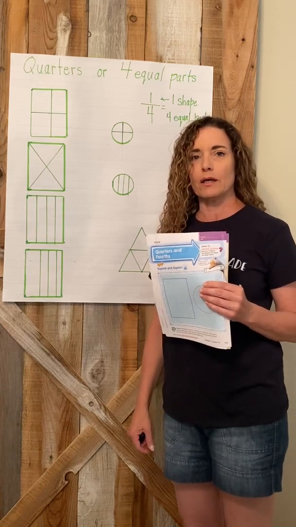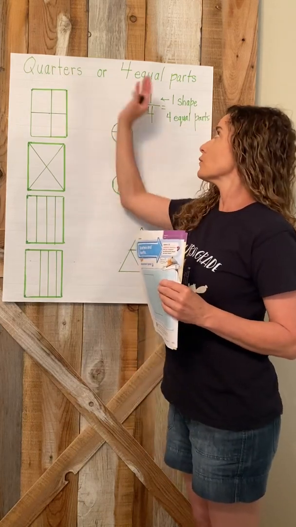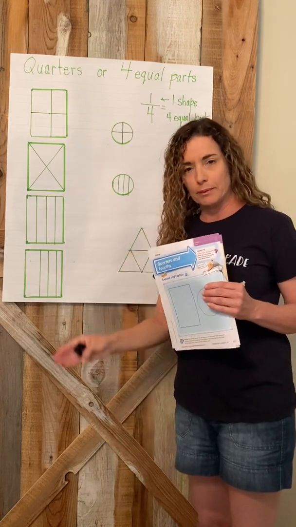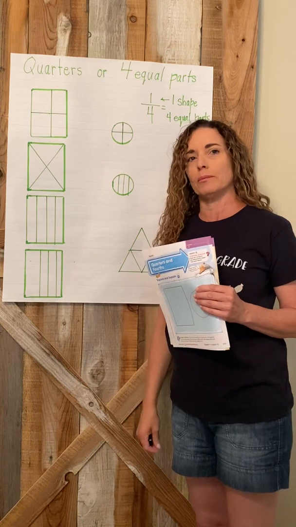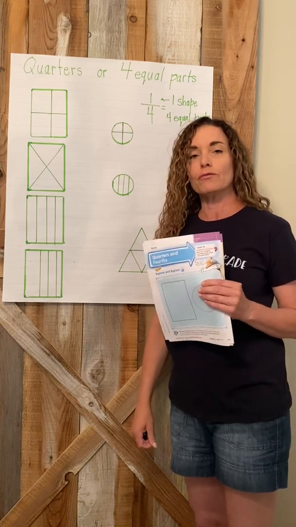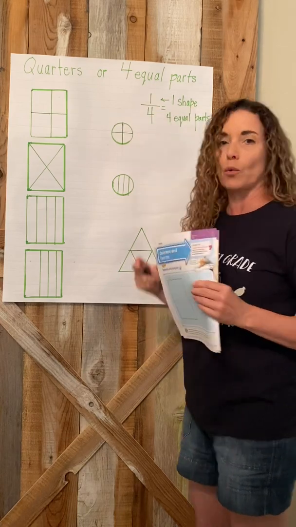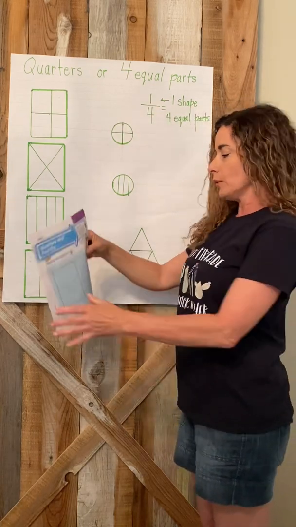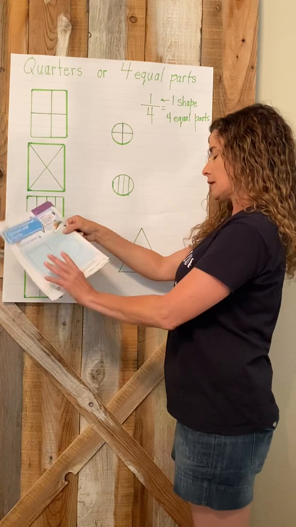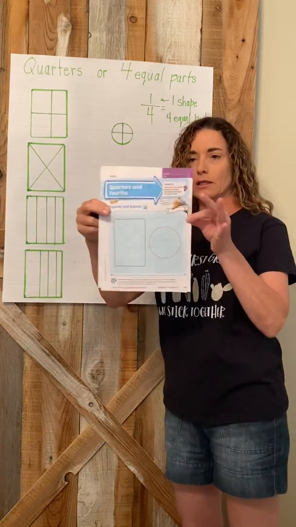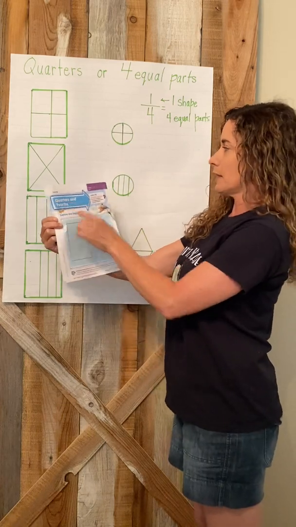Today we're going to talk about quarters or 4 equal parts. Last time we talked, the piece was in half, which meant 2 equal parts. A quarter or a fourth means one shape cut into 4 equal parts. You're going to need pages 693 through 698 in order to do this lesson. They look like this. It says quarters and fourths.